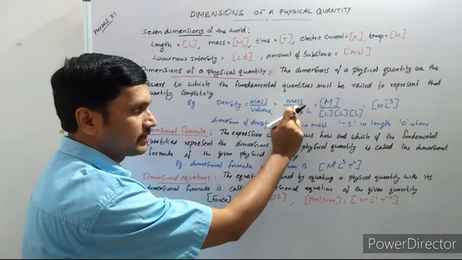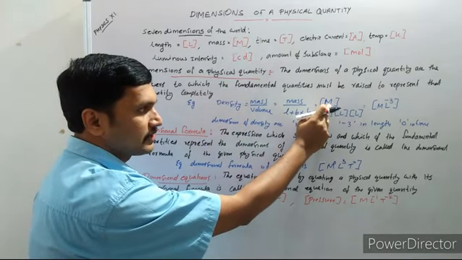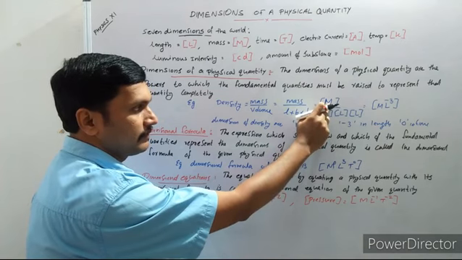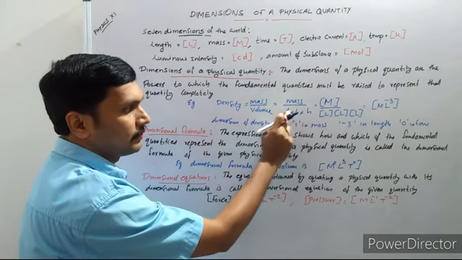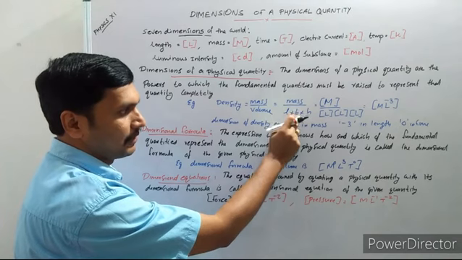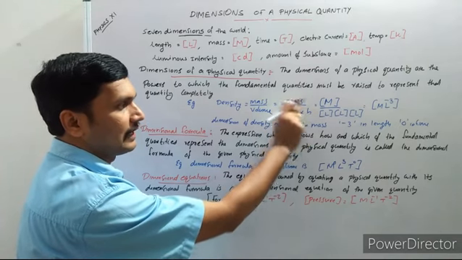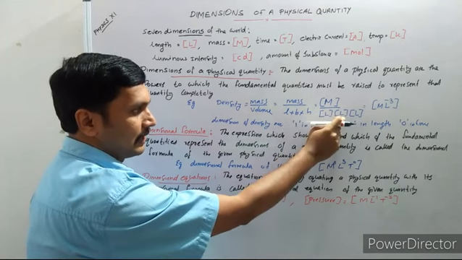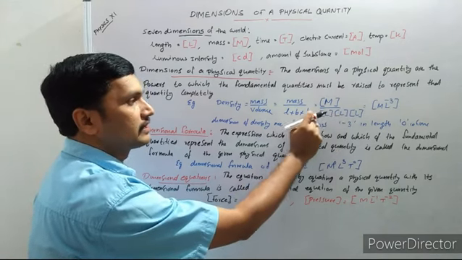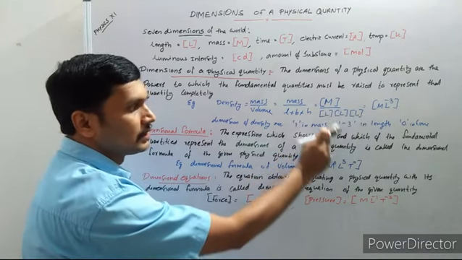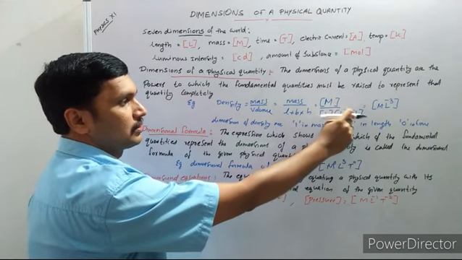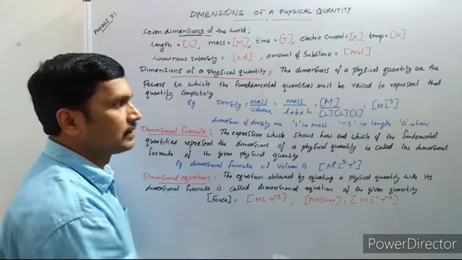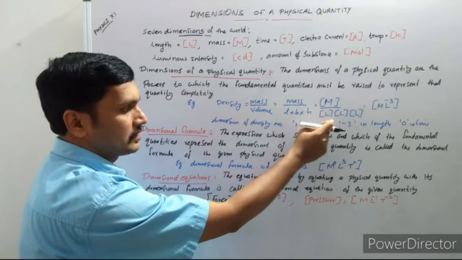That is, the dimension of mass: within a square bracket, we write capital M. Now we have the dimensions of length, breadth and height. All are length measurements. So length, we write capital L. Breadth is also a length, capital L. Height is also a length, so capital L. So L into L into L, so L raised to 3. So M by L raised to 3.